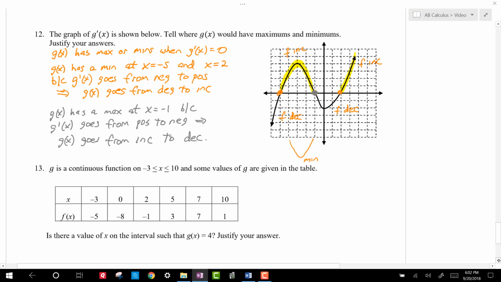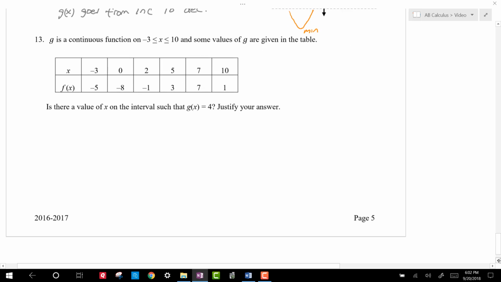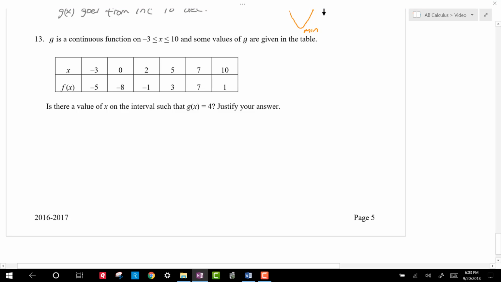All right. Let's see what we got. Last one here. G is a continuous function on the interval from -3 to 10. Some of the values of g are given in the table. Is there a value of x on the interval such that g of x is equal to 4? All right. Well, let's just go through our chart. I go from -5 to -8. That doesn't imply that there might be a positive 4 in there. Then I go up to -1. I go up to 3. I still haven't made it up to 4 in there. Now, could I have made it up to 4 in there somewhere?